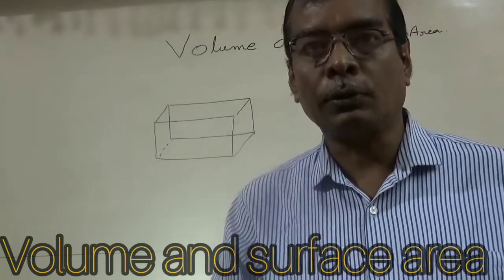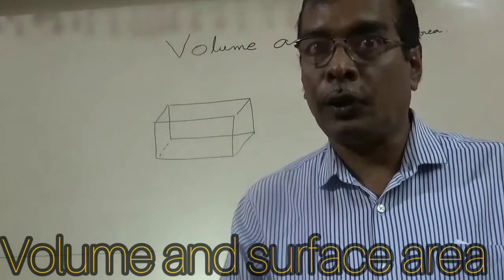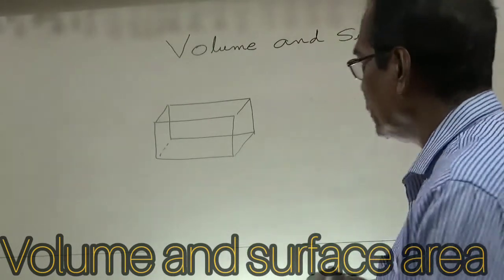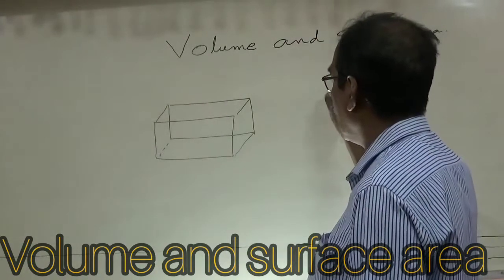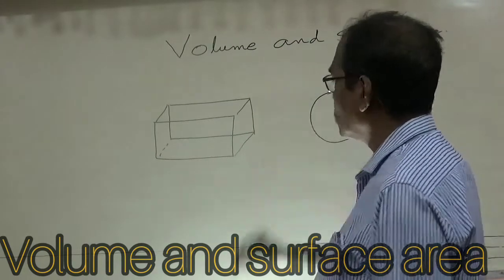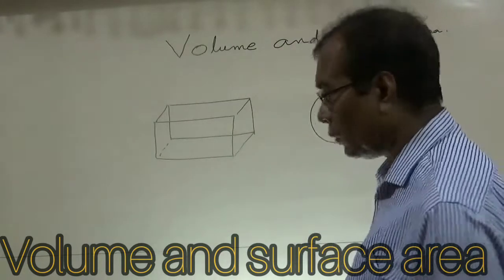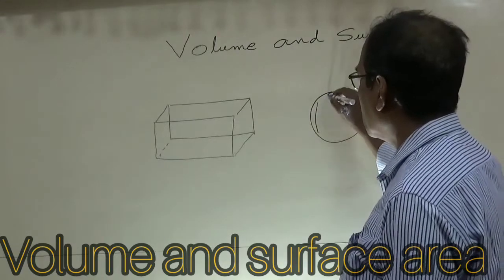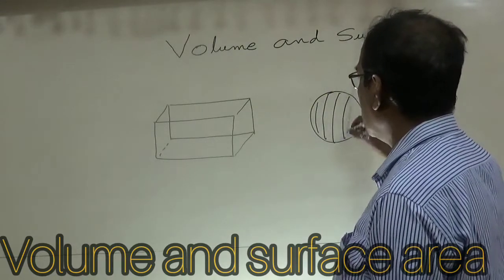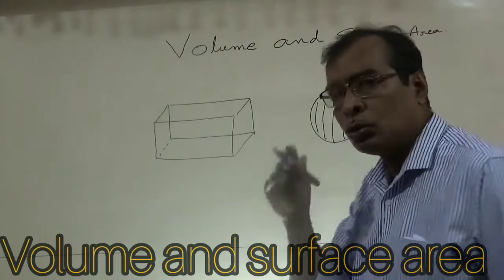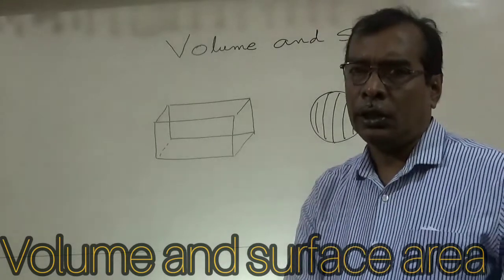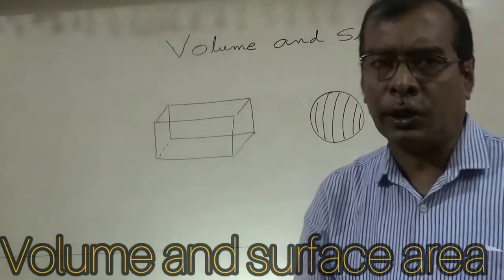Similarly, suppose I ask you to draw a sphere. A circle you can draw quite easily using a compass. But if you want to make it a sphere, then you have to create this type of impressions here so that it looks like a sphere. So this is not exactly a sphere.